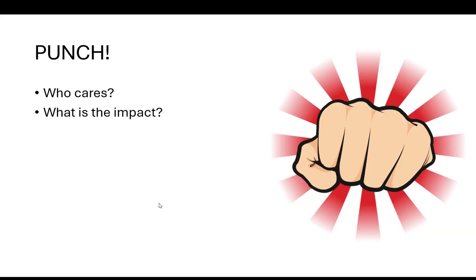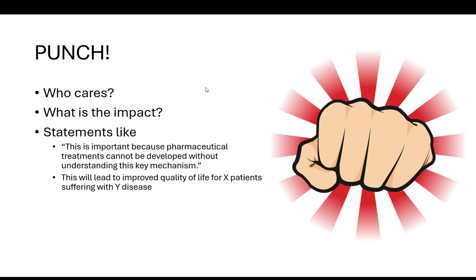Okay, and then 1, 2, 3, punch. This is where you give the punch. Who cares? What's the impact? Why should anyone fund you? Why should anyone read your paper? So this is statements like, this is important because pharmaceutical treatments cannot be developed without understanding these key mechanisms, or this will lead to improved quality of life for X patients suffering with Y disease, right?